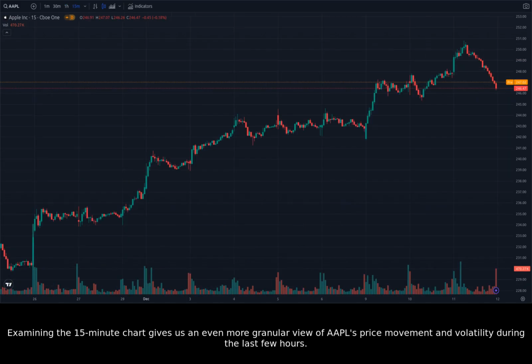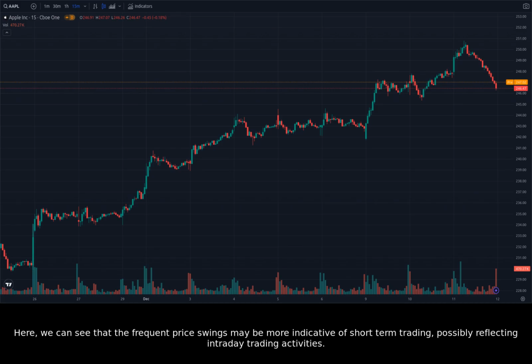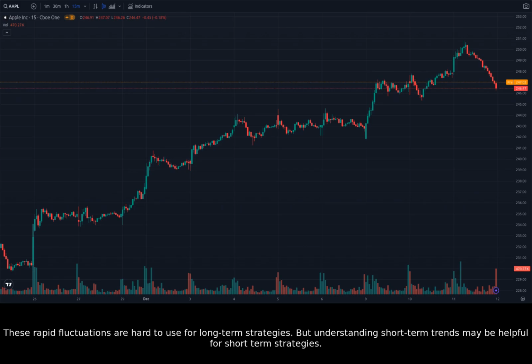Examining the 15-minute chart gives us an even more granular view of AAPL's price movement and volatility during the last few hours. Here, we can see that the frequent price swings may be more indicative of short-term trading, possibly reflecting intraday trading activities. These rapid fluctuations are hard to use for long-term strategies. But understanding short-term trends may be helpful for short-term strategies.